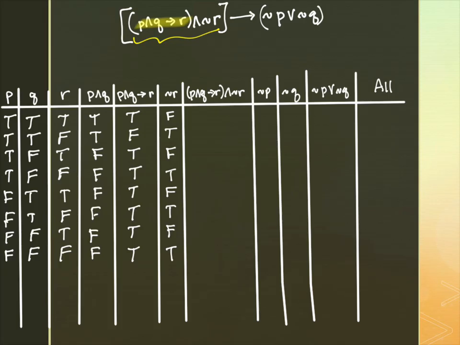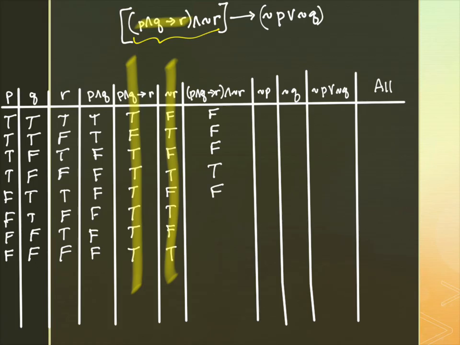And now we're going to join the P and Q implies R and the tilde R columns with an and. When is an and statement true? Both are true. So the first one is false because there's a false there. The second one is false because there's a false there. The third one is false because there's a false there. Finally, row 4 is true, true. Row 5 has a false. Row 6 is true, true. Row 7 has a false. And row 8 is true, true.